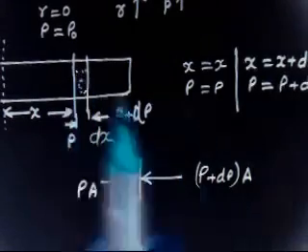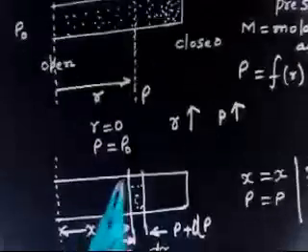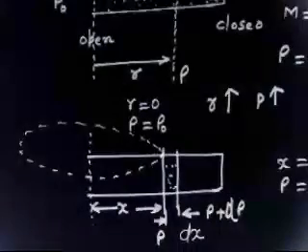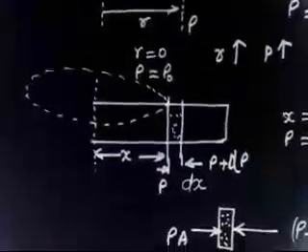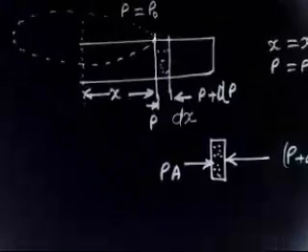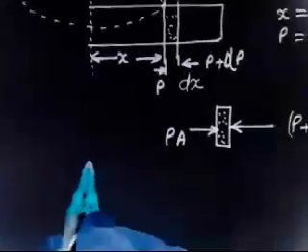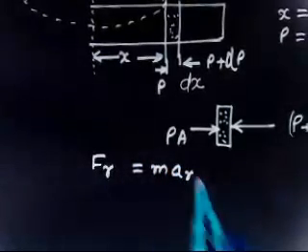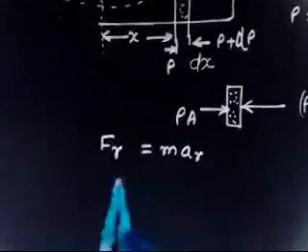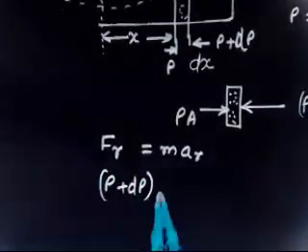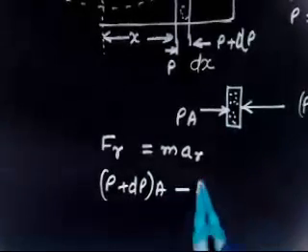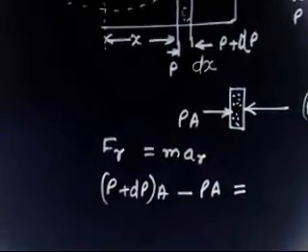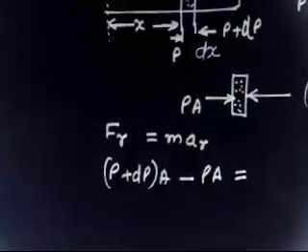Now this air column is basically moving in a circular path. So I can apply total force towards the center is equal to mass into acceleration. I will write the equation in the radial direction. Force towards the center is (P plus dP) into area, that is towards the center, minus pressure into area, that is away from the center, is equal to mass into acceleration towards the center. So let us find the mass.